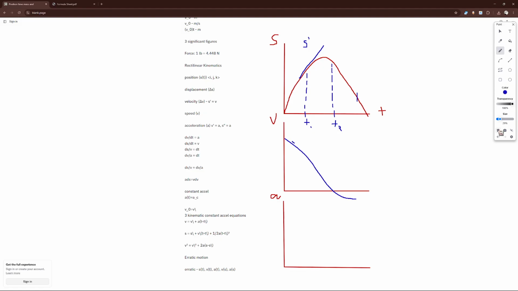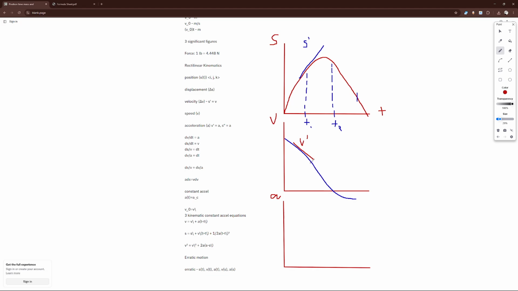Again, you have your slope at this point. This is v prime, which is this slope here. This is the velocity of the particle. This is the acceleration of the particle. This slope here, acceleration of the particle.